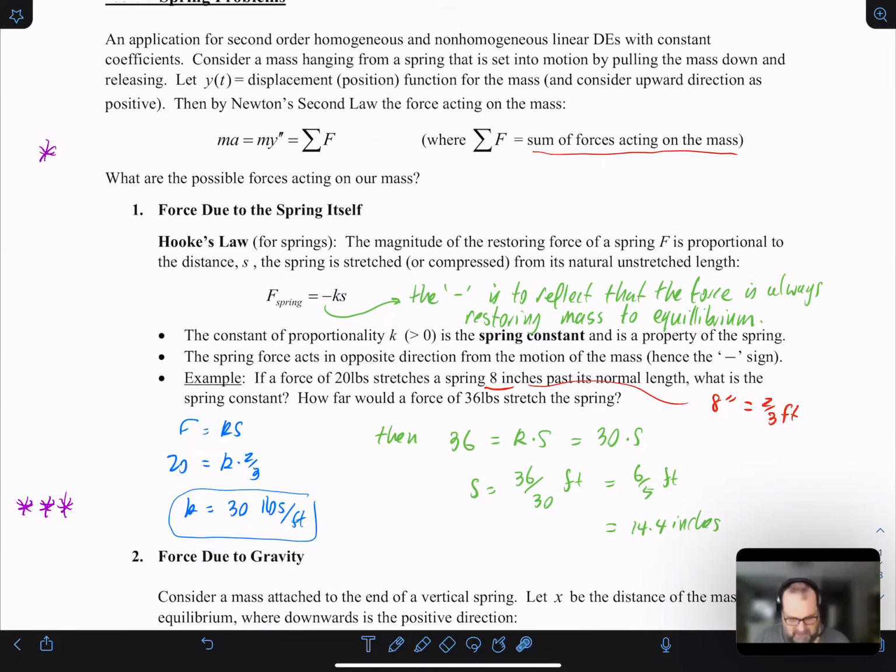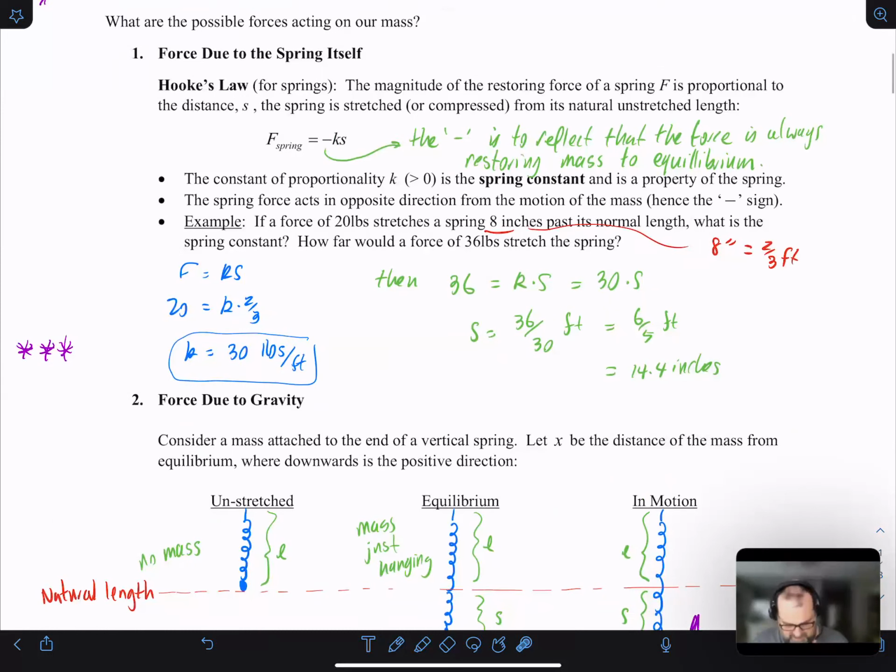All right, a little example here, a fairly easy one. If a force of 20 pounds stretches a spring 8 inches past its normal length, what is the spring constant? We have to be very careful here with the units. In general, in this course, we're not being too tricky with the units, but in this section, we kind of are. So watch out for the units here.